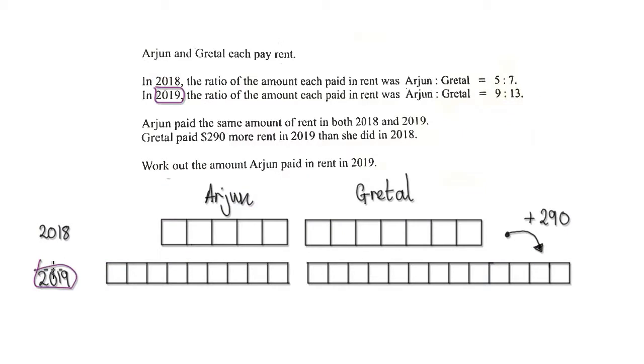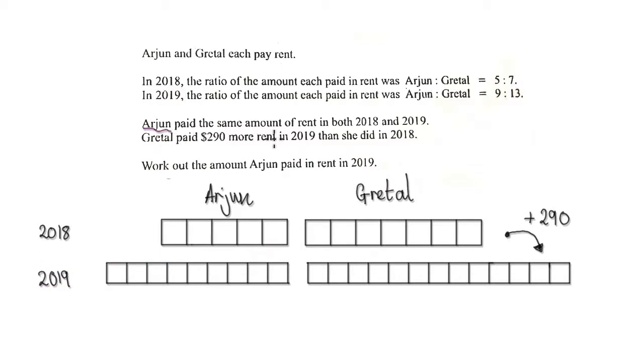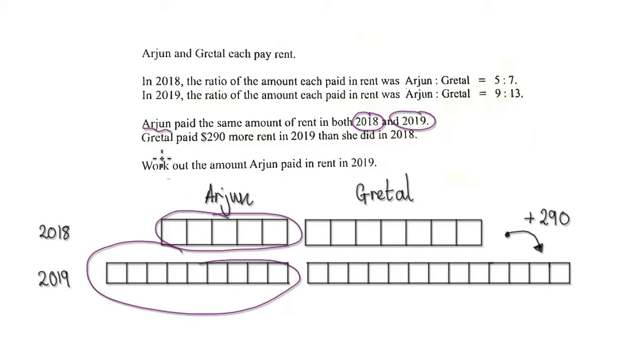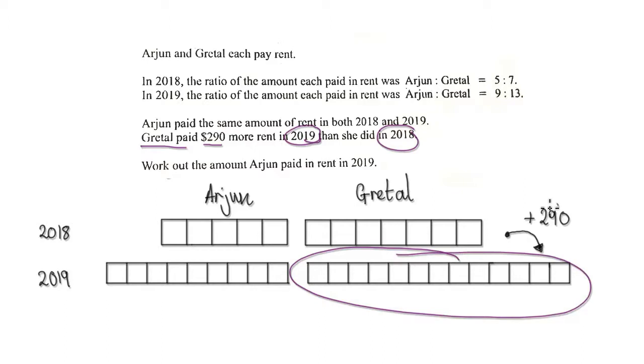In 2019, the ratio was 9 to 13, and then you're told that for Arjun the same amount was paid both in 18 and in 19, so this amount would be the same as this amount. And then you're also told that Gritu paid $290 more in 2019 than in 2018. So this would be $290 more than this amount.